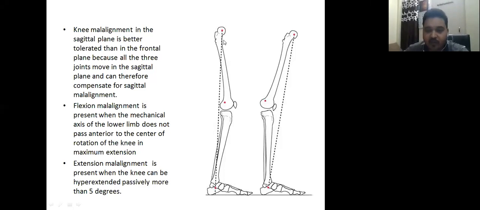See figure one. In the knee in full extension, the mechanical axis of the lower limb in the sagittal plane does not pass anterior. It means it passes posterior. That means there is a flexion deformity. And extension malalignment is present when the knee can hyperextend more than 5 degrees, or basically the axis passes more anteriorly than normal. Then we come to know that there is a hyperextension deformity.